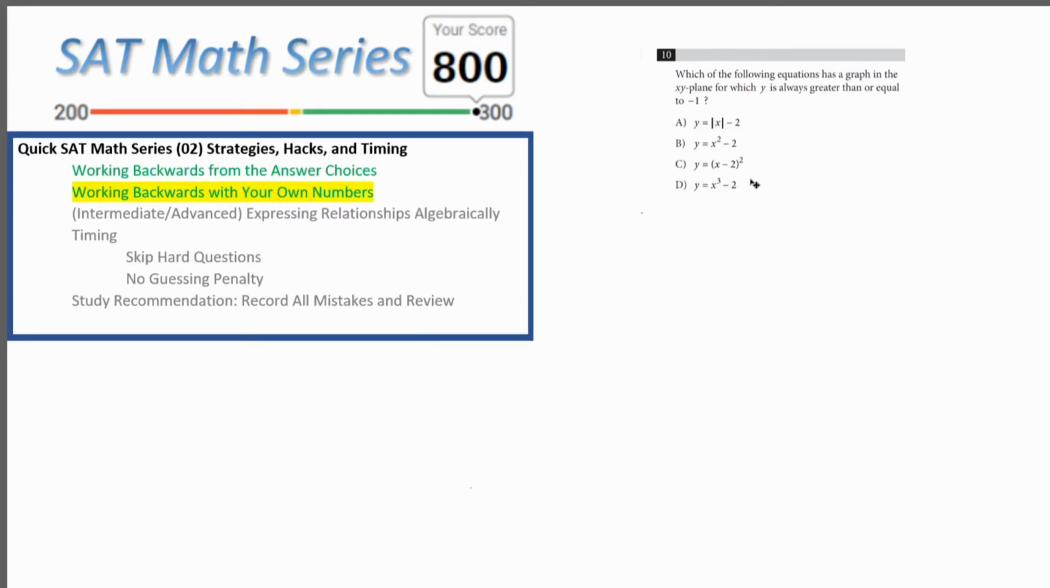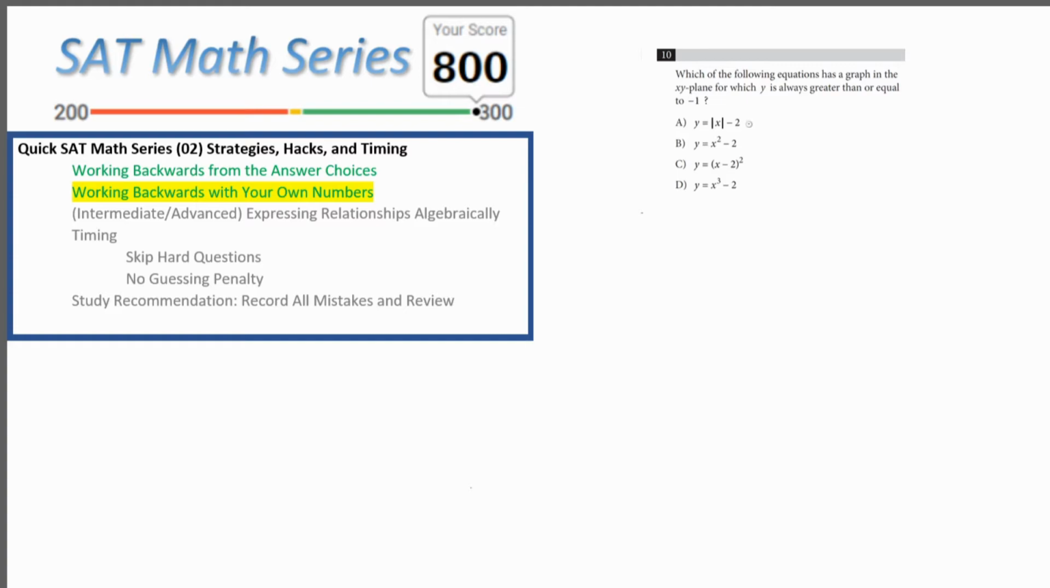Oftentimes, you're able to work problems backwards not through plugging in the answer choices per se, but just by trying your own numbers in the answer choices. For instance, for number 10 here, it reads, which of the following equations has a graph in the xy plane for which y is always greater than or equal to -1? So they want to know for every single value of x, one of these equations always has a y that is greater than -1. Without knowing what the graphs of all these looks like, you can try something very easy, such as x equals 0 to start.